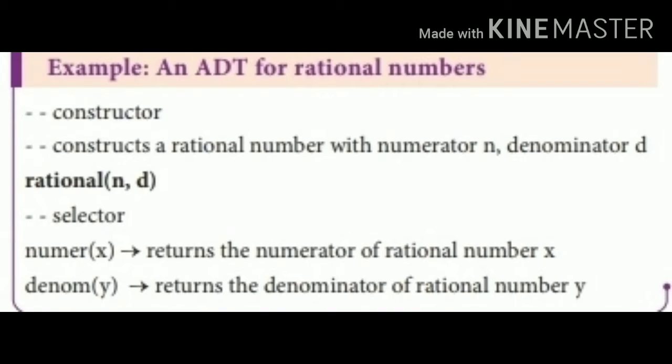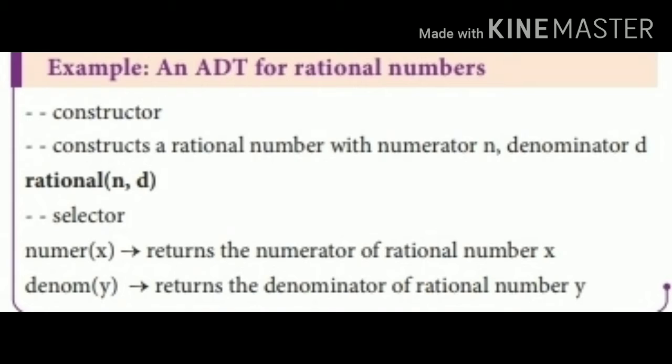I hope you know very well what we mean by constructor and selector. Constructor means just to create or build the function. Selector means to retrieve the information from the data type. Here rational within parentheses, two arguments are passed, that is n comma d. What are the two parameters? One is n, another one is d. This is named as constructor. And then numer of x and denom of y. These two statements are called selectors.